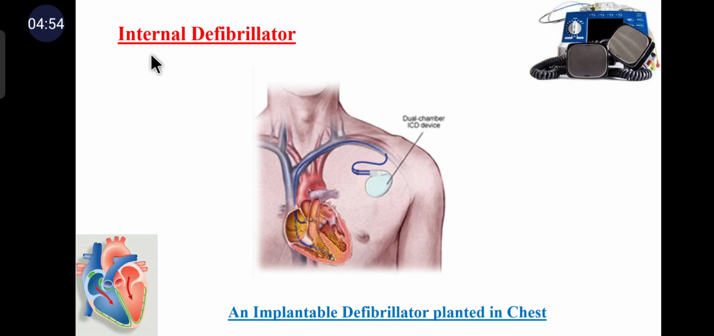Another classification is the internal defibrillator. The use of an automatic implantable defibrillator is recommended for patients who are at high risk for ventricular fibrillation, and this is a small matchbox-sized device that can be implanted in the body, in the chest or in the abdomen. It can constantly monitor the heart rhythms and deliver the necessary electrical impulse before the disrupted rhythms translate to cardiac arrest. So this is a simple implantable defibrillator in the chest.